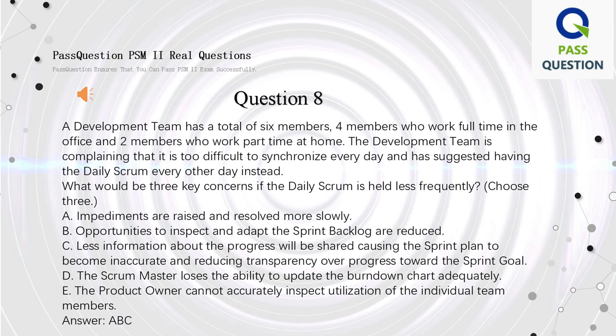Choose 3. A. Impediments are raised and resolved more slowly. B. Opportunities to inspect and adapt the sprint backlog are reduced. C. Less information about the progress will be shared, causing the sprint plan to become inaccurate and reducing transparency over progress toward the sprint goal. D. The Scrum Master loses the ability to update the burndown chart adequately. E. The product owner cannot accurately inspect utilization of the individual team members. Answer: A, B, C.